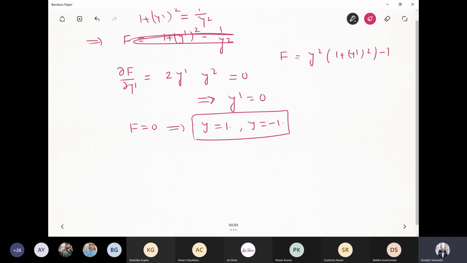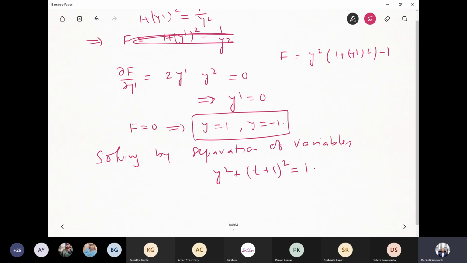Also we can solve this equation by separation of variables. The solution is given in the notes. I'm not going to solve this by separation of variables, but the solution is given to you. So we get y square plus (t plus c) whole square equals 1. So you can see what these curves are.